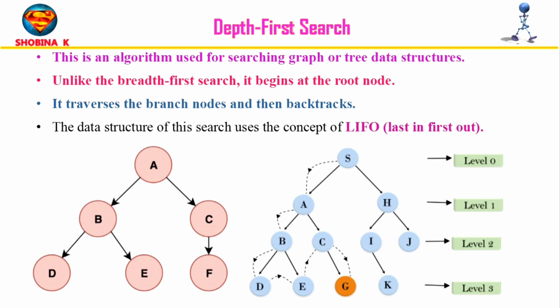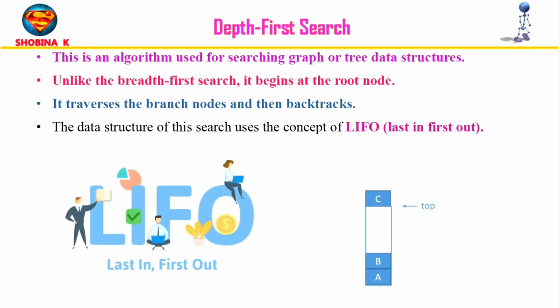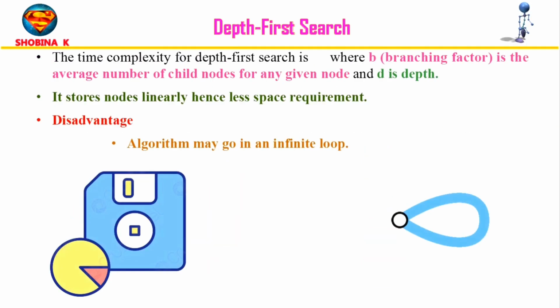In depth first search, the tree or a graph is traversed depth wise. That is, it starts from a node called search key and then explores all the nodes along the branch, then backtracks. It is implemented using a stack data structure that works on the concept of last in first out. The time complexity for depth first search is b to the power d, where b is the branching factor, which is the average number of child nodes for any given node, and d is depth. It stores the nodes linearly, so less space is required. The major disadvantage is that this algorithm may go in an infinite loop.